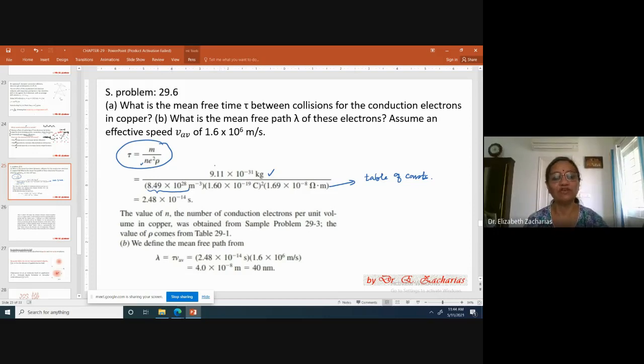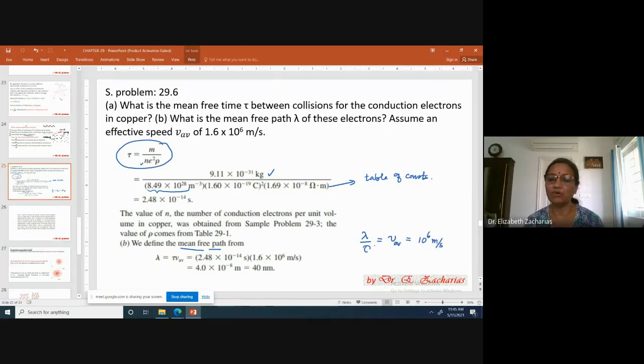Next, you are also asked to find out the mean free path. What is mean free path? Mean free path is the distance between two successive collisions, the distance that an electron can move between two successive collisions. That distance divided by the time between two collisions is going to be the average velocity. And you know that average velocity is actually 10 to the power of 6 meter per second.